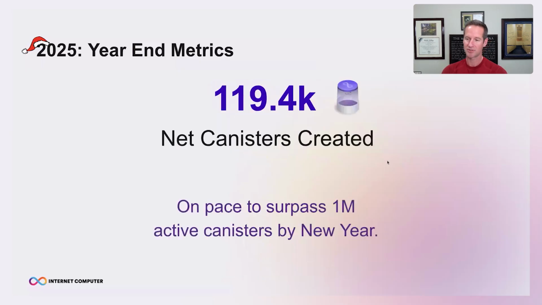All right, so net canisters created. This is the difference between the number of new canisters created versus canisters that have died off, whether the developers stopped paying the canisters or they actually intentionally took them down. We saw almost 120,000 new canisters created. Last time I checked, we were at 995,000 active canisters. So hopefully on pace to pass that 1 million mark. I think that'd be a nice way to celebrate before the new year. So we'll see how these next 2 weeks play out. We go to the next slide.